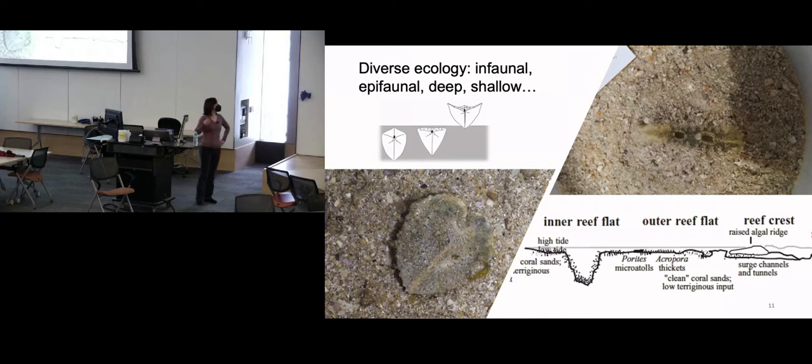They have different habitat preferences and ecological preferences. So some of them are infaunal, so they kind of bury themselves in the sediment. On the right, you can see a live animal here. So this is the little mantle part that is actually exposed to the sun, and the rest of the animal is actually buried in the sediment.